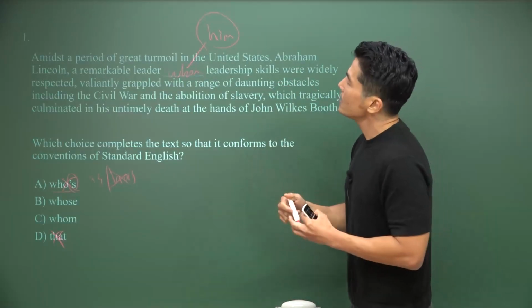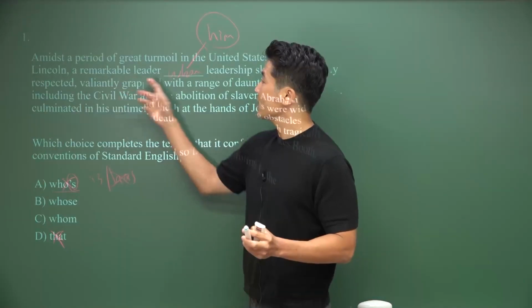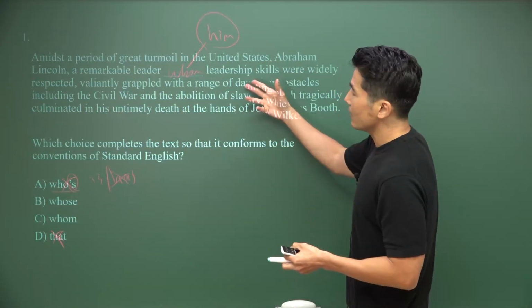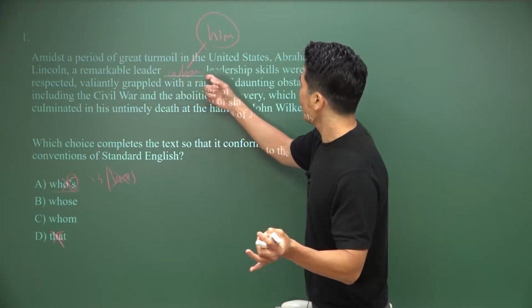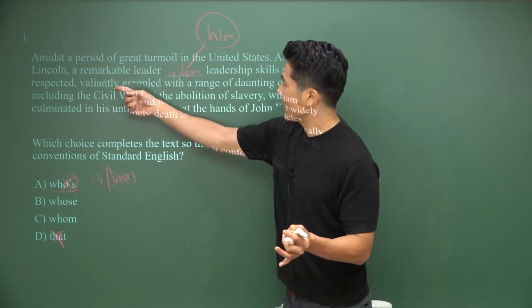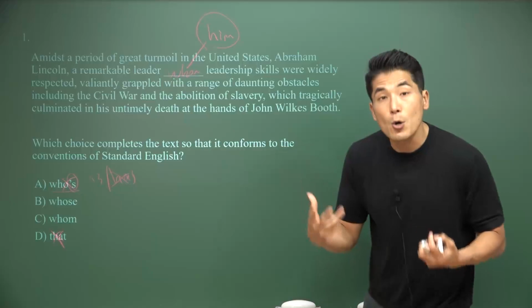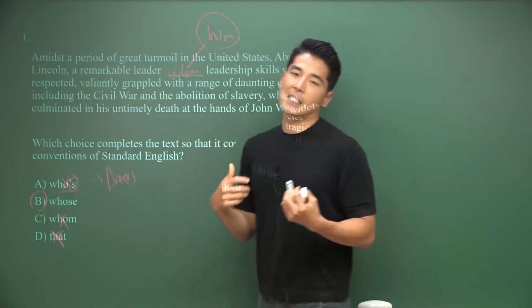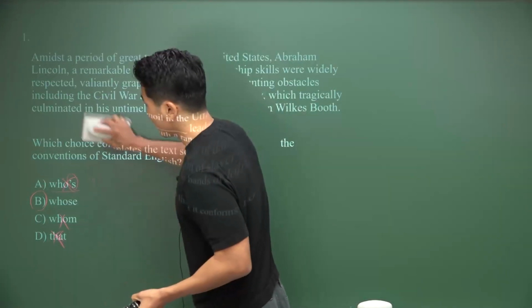Like Lincoln. Here you should be able to make a grammatical sentence with this relative clause if it is used correctly. But you can't do it. You can't say "leadership skills were widely respected him," or "him leadership skills were widely respected." It makes no grammatical sense, so I'm going to get rid of answer choice C. So now, you guys, answer choice B is going to be the correct answer.